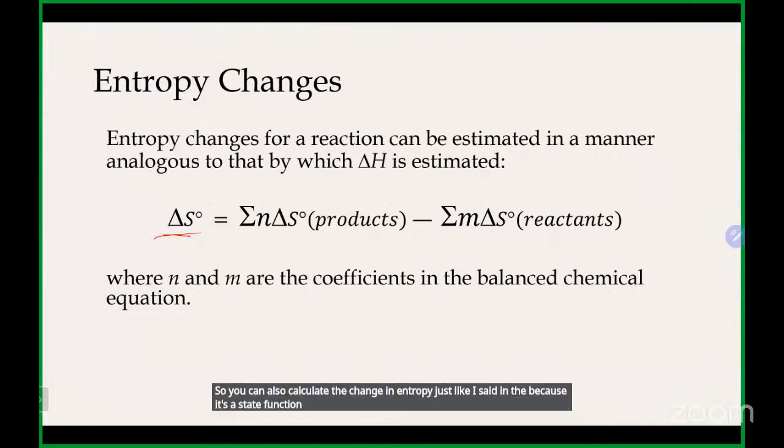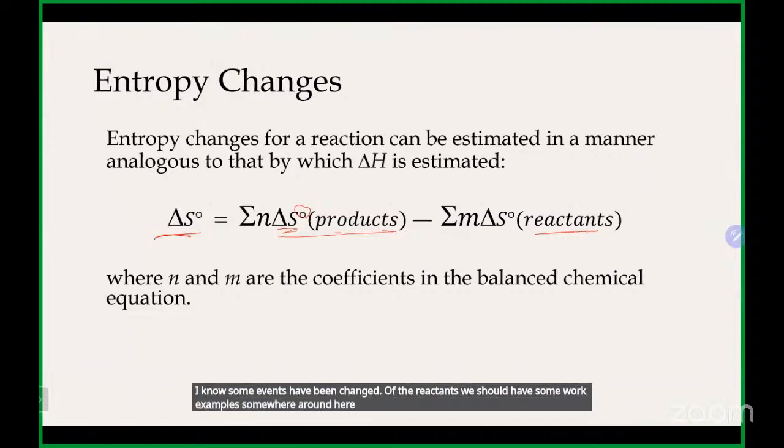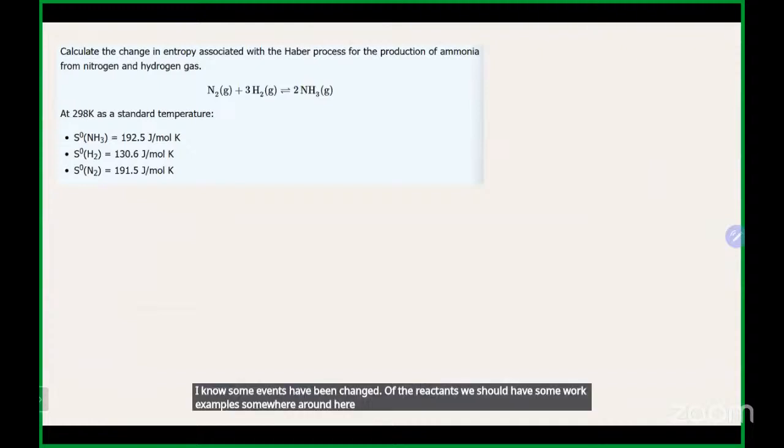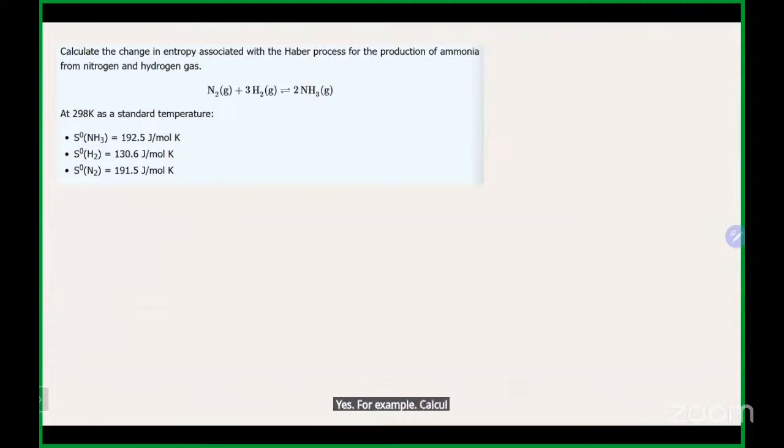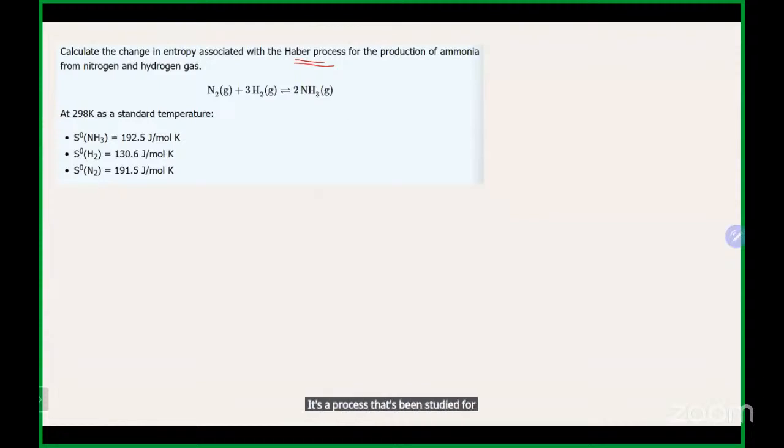Change in enthalpies of a process, of a reaction, can be calculated by the sum of enthalpy changes of the products minus the sum of enthalpy changes of the reactants. We should have some worked examples somewhere around here. Yes. For example, calculate the change in entropy associated with the Haber process. The Haber process is the process for the production of ammonia from nitrogen and hydrogen. It's a process that's been studied for many years so that we know that it's economically viable.